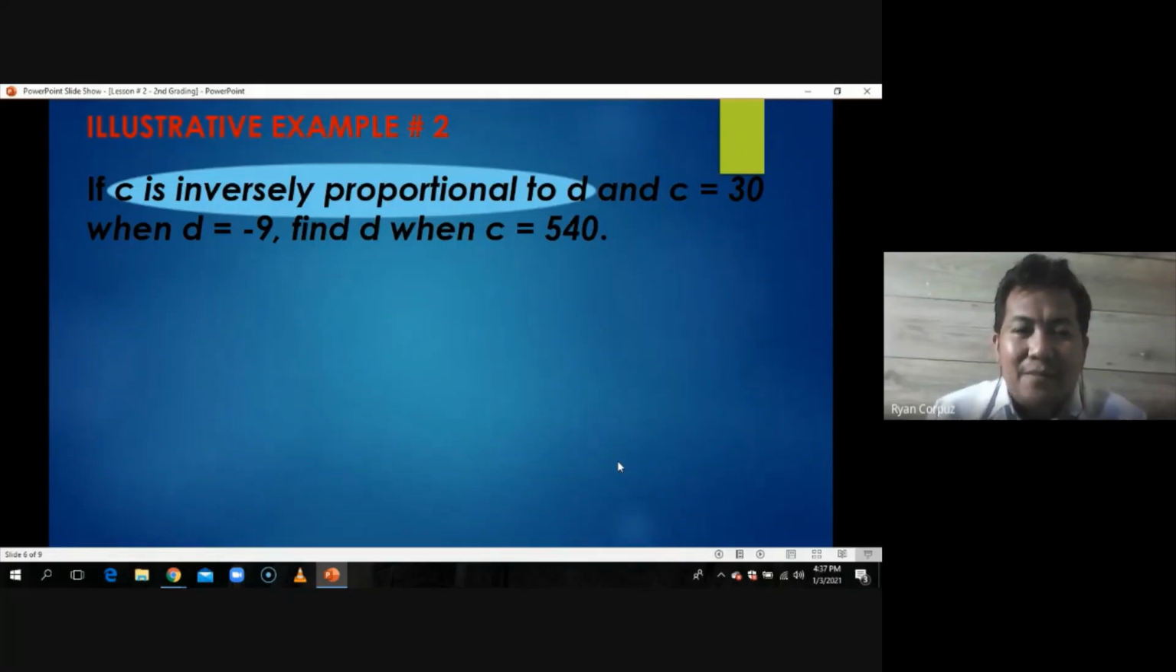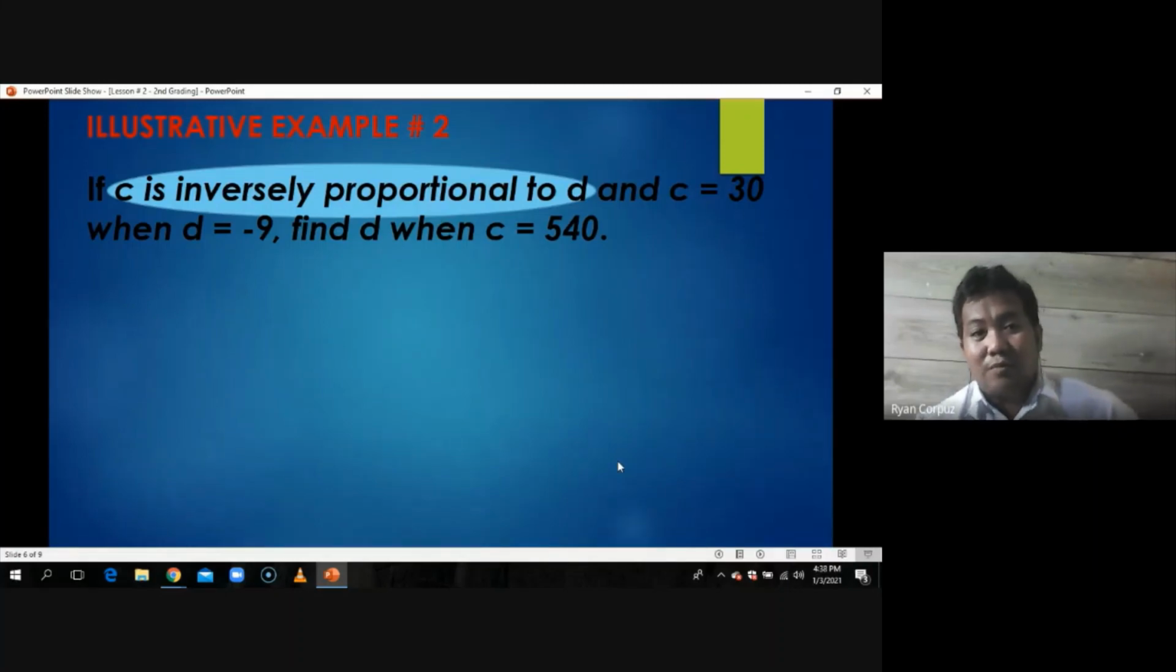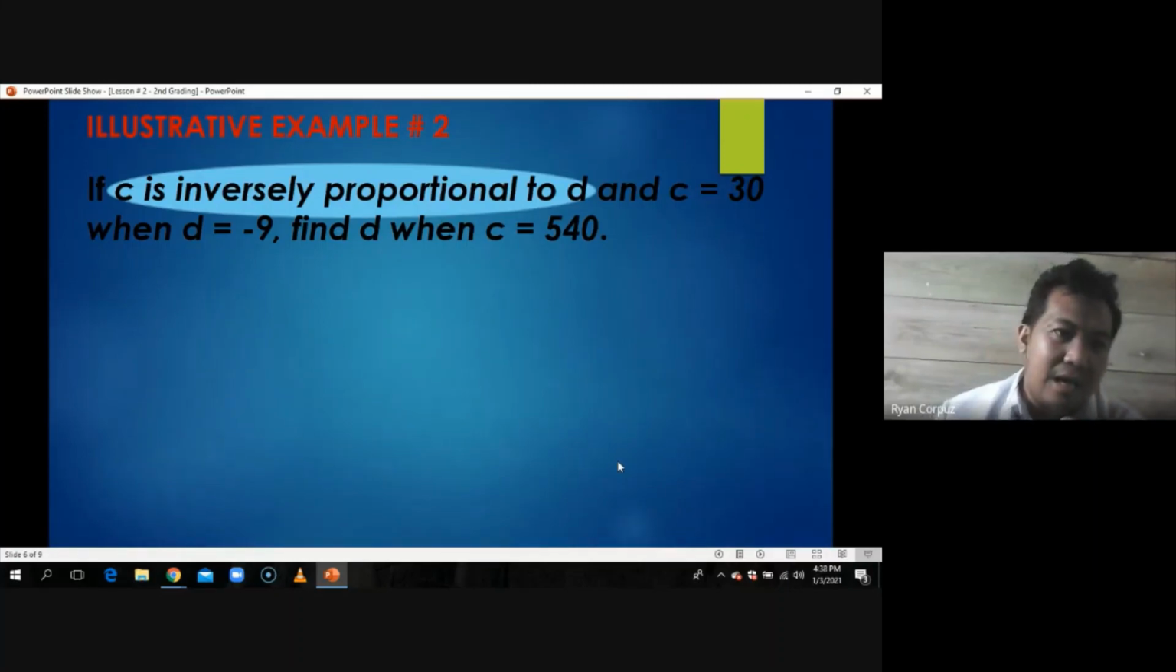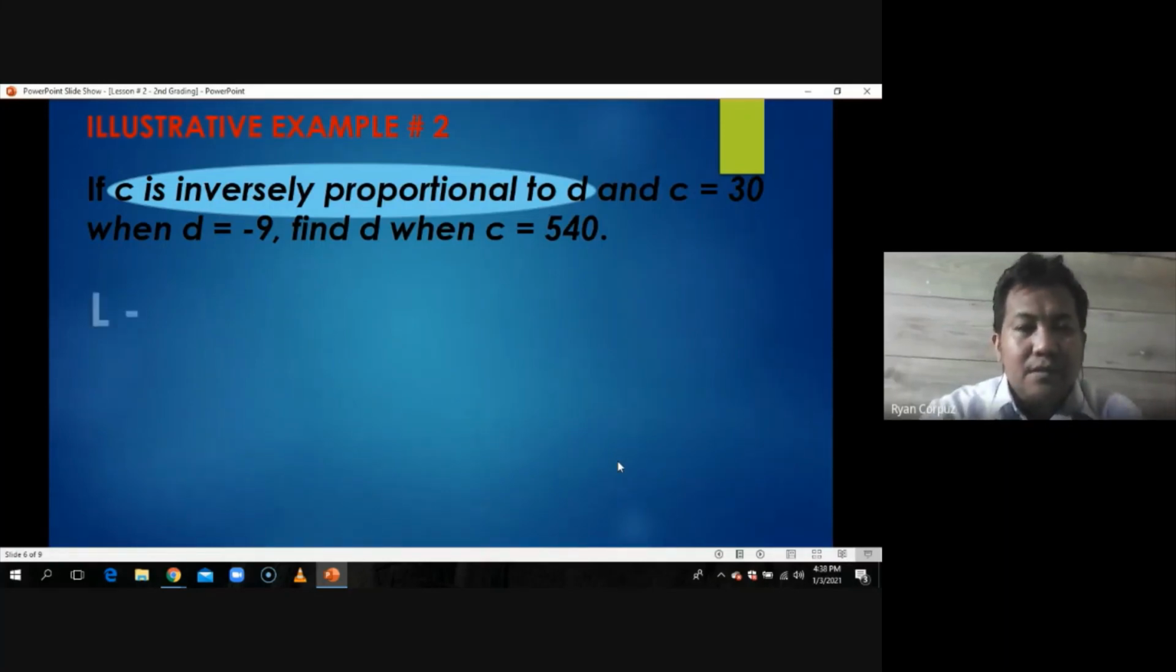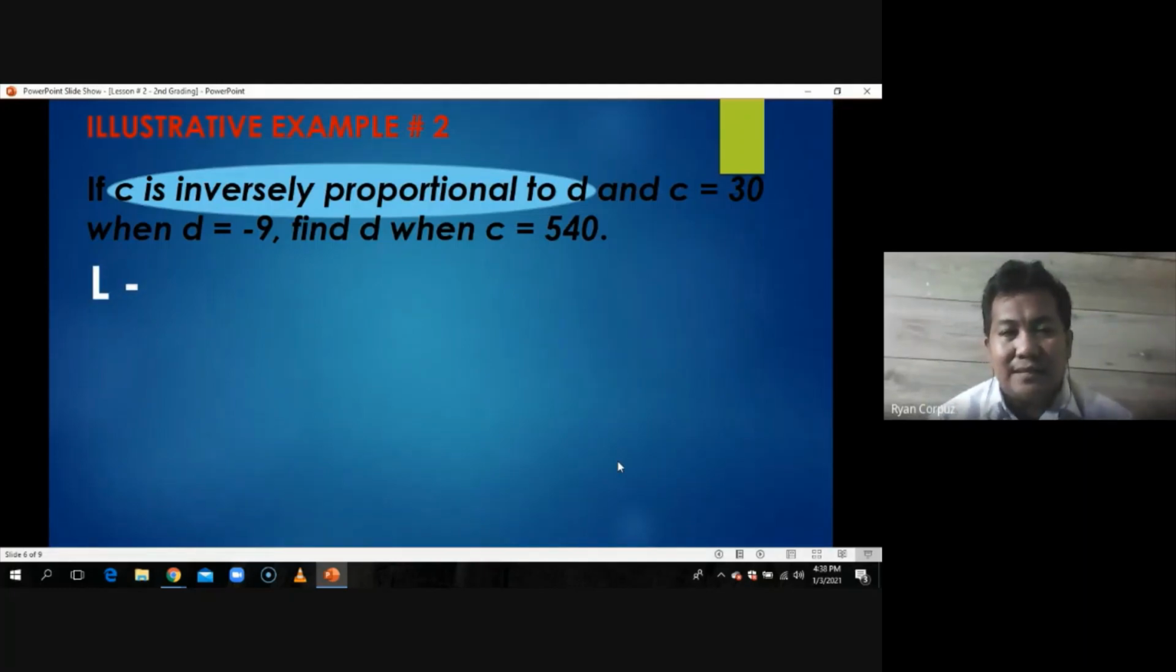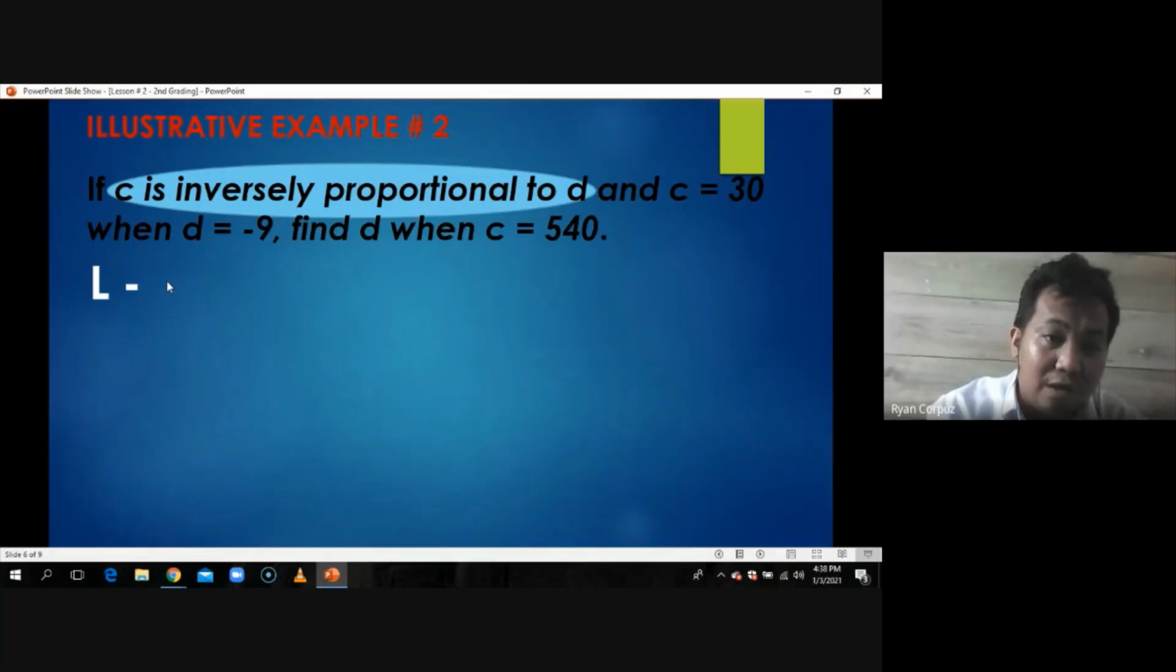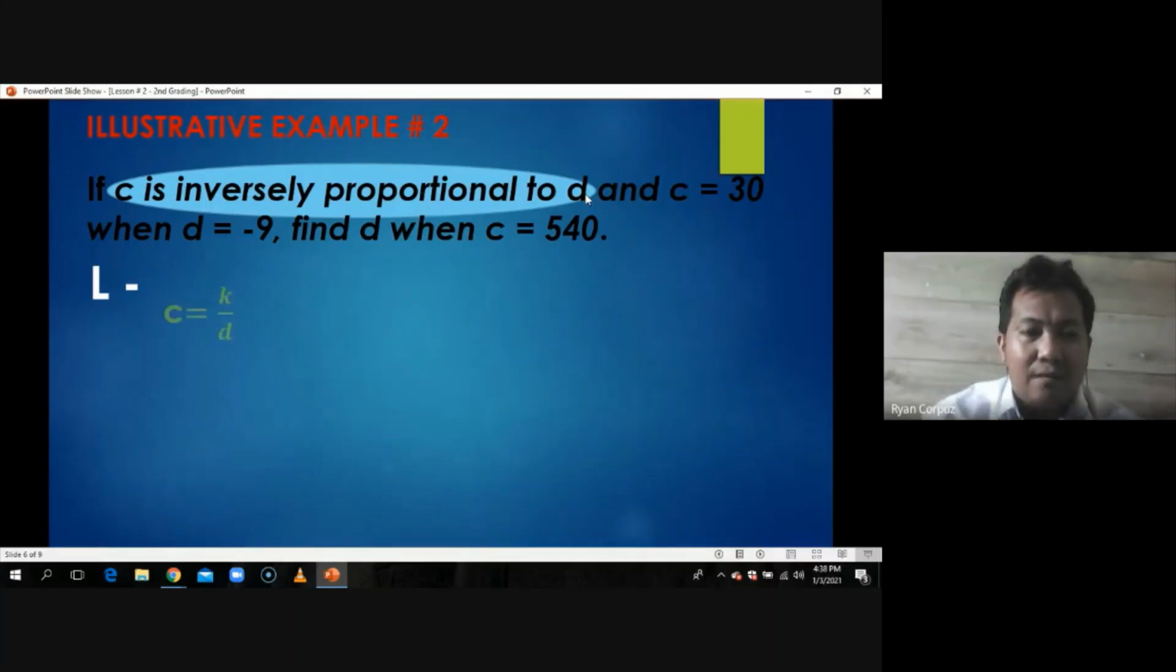That is our statement of variation. That statement of variation is to be used in applying step number 1. So applying our step number 1, let us translate that statement of variation into symbols. C is inversely proportional to D. So lagi nating tatandaan, yung unang variable, yun yung agad yung nasa left side. Since inverse variation yan, quotient tayo, ratio ng constant of variation to the other quantity. So it will come up with C is equal to K over D.